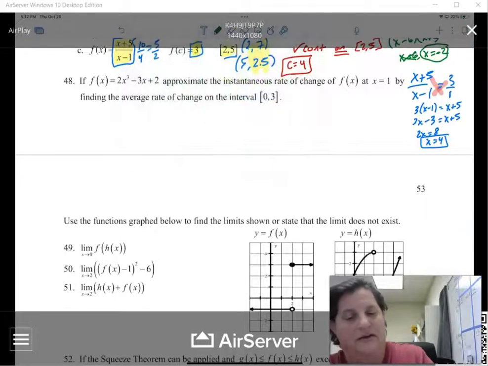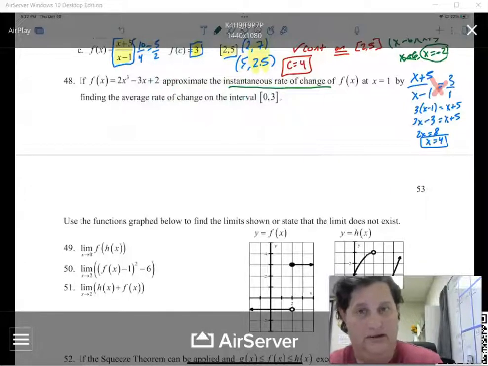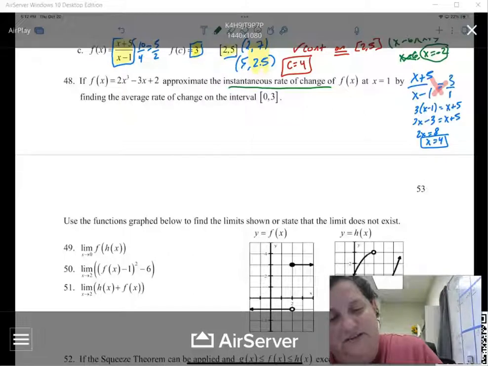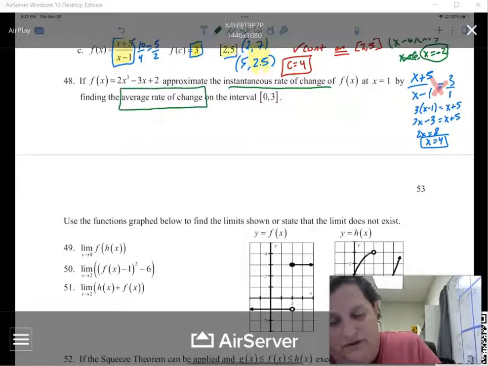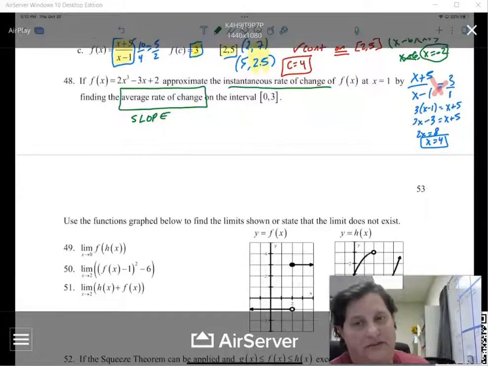It says to approximate the instantaneous rate of change. Now, you guys, we don't know how to do that yet. We do not know how to do instantaneous rate of change. But it says to approximate it by finding the average rate of change. This is one of the things you want to have memorized. Average rate of change means slope, okay? Average rate of change means slope.